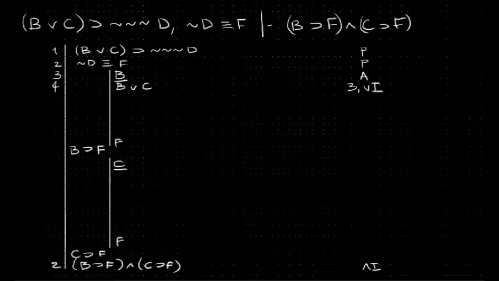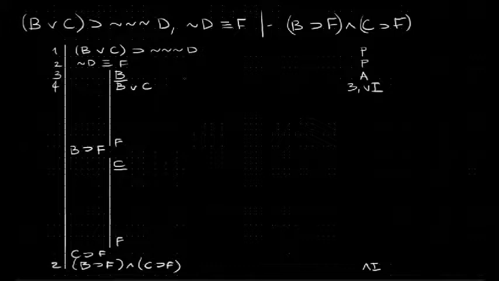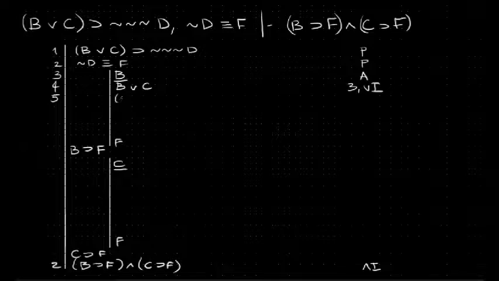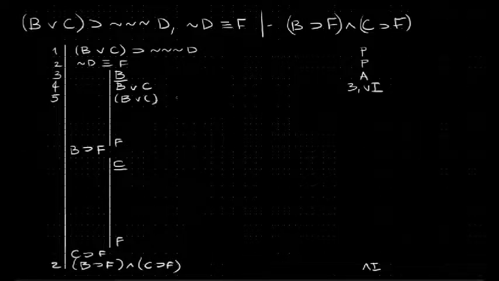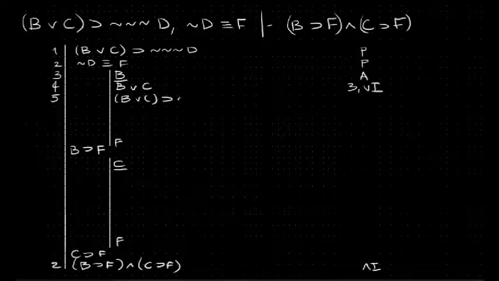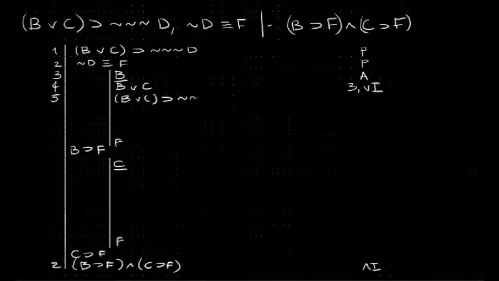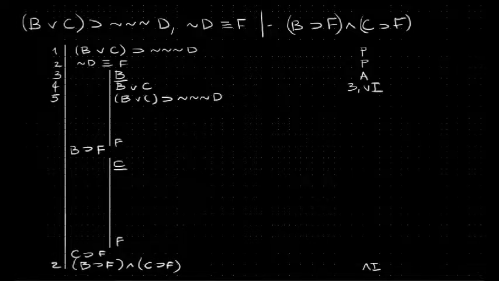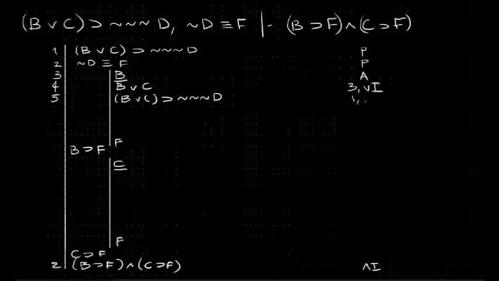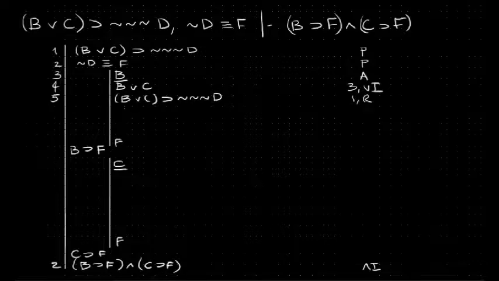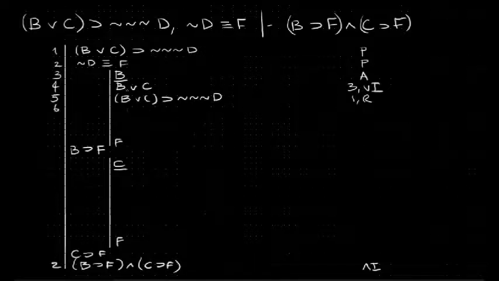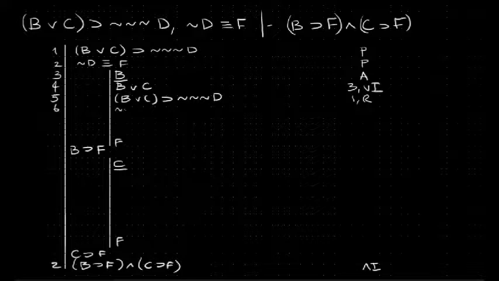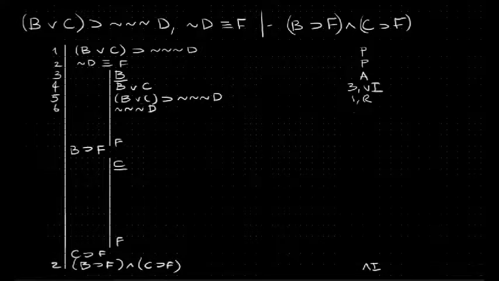So there's the antecedent of this conditional. Now, of course, we can't make use of this conditional yet because it's on a different scope bar. So on line 5, let's reiterate our conditional statement: B or C, then not D, and that's a reiteration of 1. Now, on line 6, we can use lines 4 and 5 to derive not D.